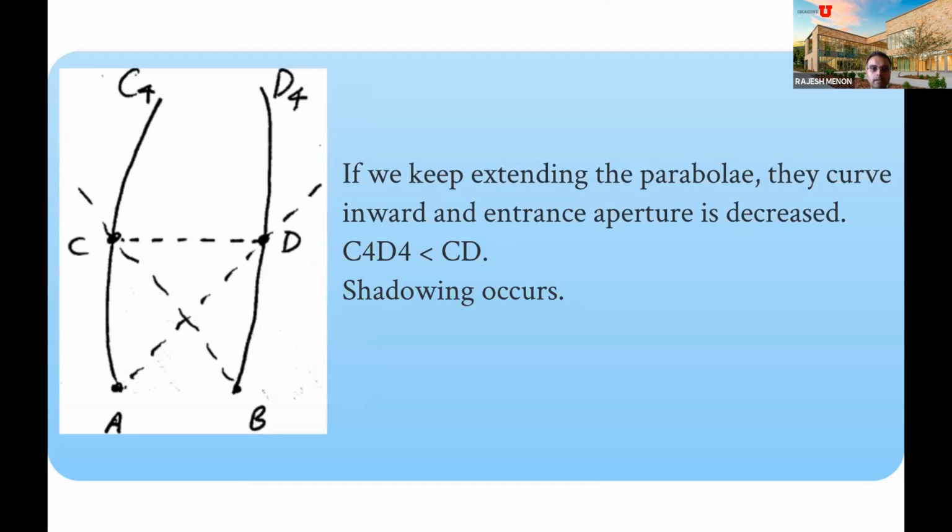So another way to think about it is that if I put two of them, there is an optimum height of this CPC such that my CD is largest. My entrance aperture is largest. This is my entrance, and that's my exit. I can keep increasing it upwards, but my C4D4 is smaller than CD. And then what that means is, of course, that it is going to block some of the light from coming in, as you can see in this picture.